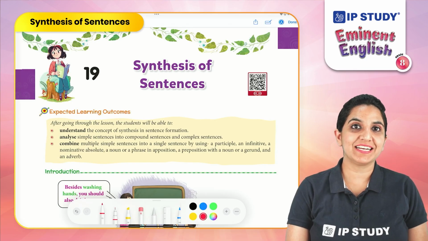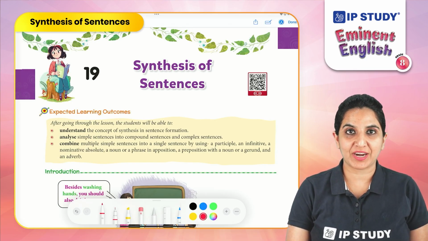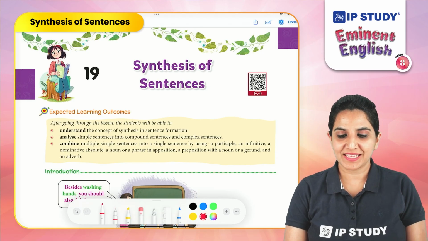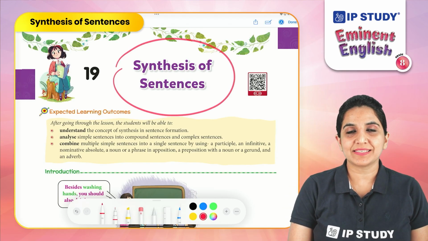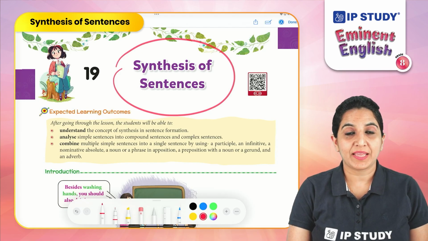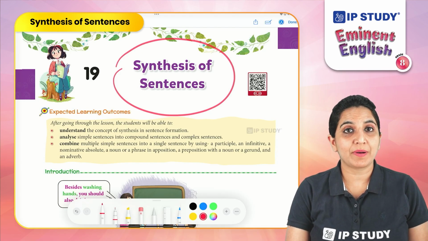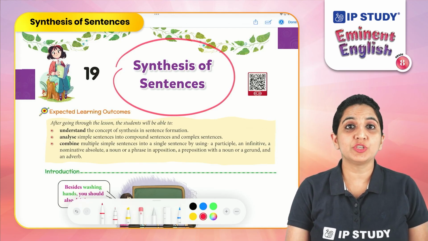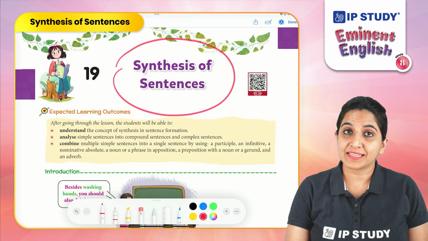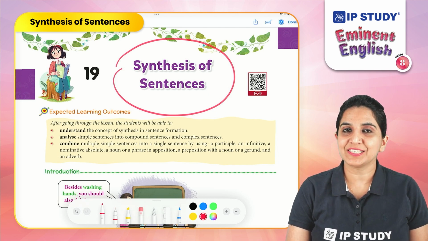Today we will discuss the 19th chapter of Grade 8 English Grammar, and our topic is Synthesis of Sentences. The word synthesis means combining, and in English grammar, it is the process of combining two or more simple sentences into a single sentence. This helps us to avoid repetition and makes writing smoother.